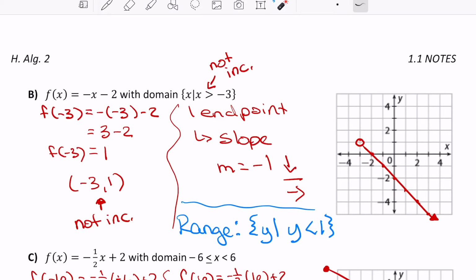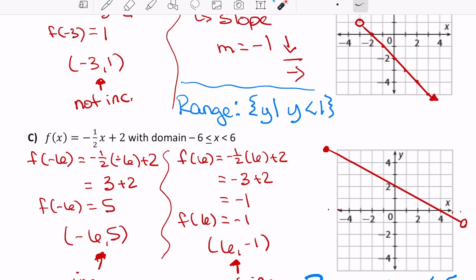Now in this case, the range, again, we always read it from the bottom up. We don't have an endpoint, it's going to continue extending on. So we're coming up from -infinity up to 1. We are asked to write it in set notation, so I wrote it as y is less than 1, or you can write it using infinity: -infinity less than y, less than 1. Remember that is always an option.